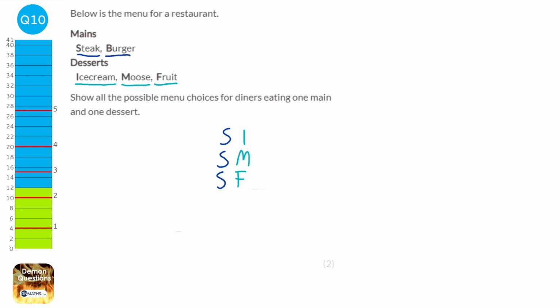And so we're going to look at burger next, and we're going to pair it with the first ice cream, then burger with the mousse, and then finally the burger we're going to pair with the fruit. As long as we do things methodically, we don't ever miss any.